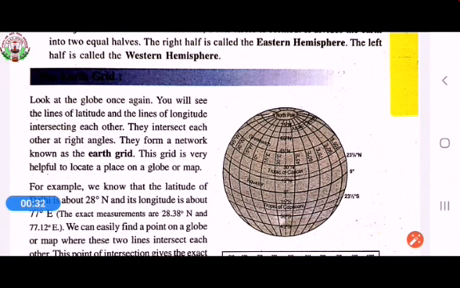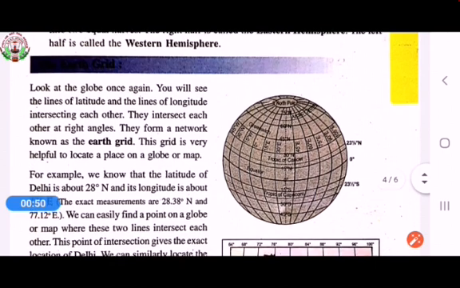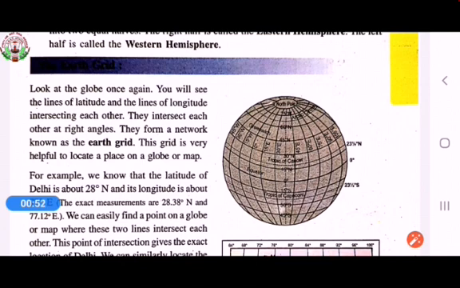The latitude and longitude cut each other at right angle. The latitude and longitude together form a network of lines or a grid on the earth. This is known as the earth grid. You will see in this globe the lines of latitude and the lines of longitude intersecting each other. They intersect each other at right angle and they form a network known as the earth grid.